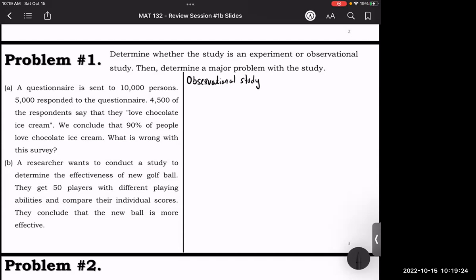Yeah, you're right, Alexandra. Nobody's getting a treatment. In other words, for the definition of observational study, we're applying it here. Researchers do not attempt to modify the individuals.